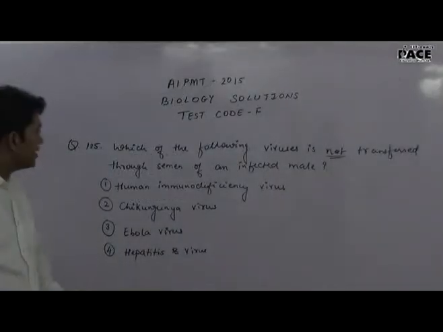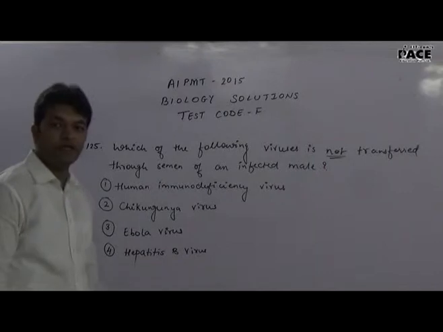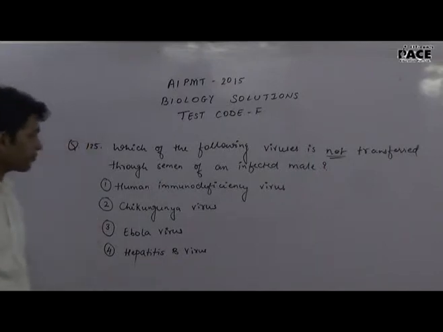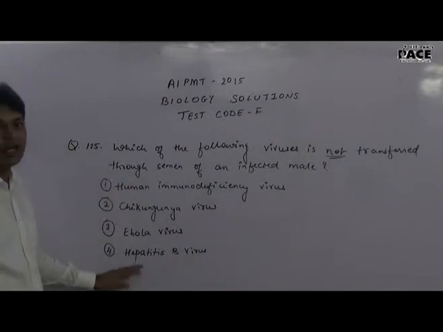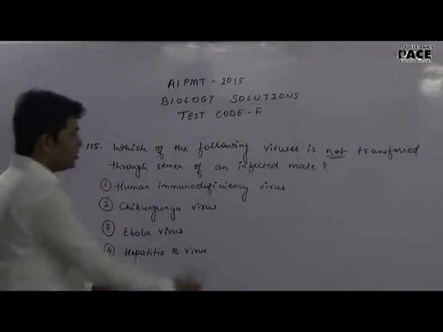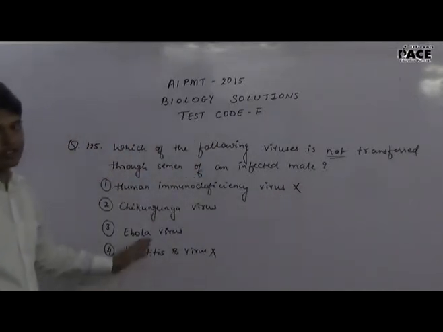Okay children, let us now talk about question number 125. The question says, which of the following viruses is not transferred through semen of an infected male? Now out of all these, you must be aware that HIV and hepatitis B are sexually transmitted diseases. So naturally these two are ruled out because they are transmitted through semen.